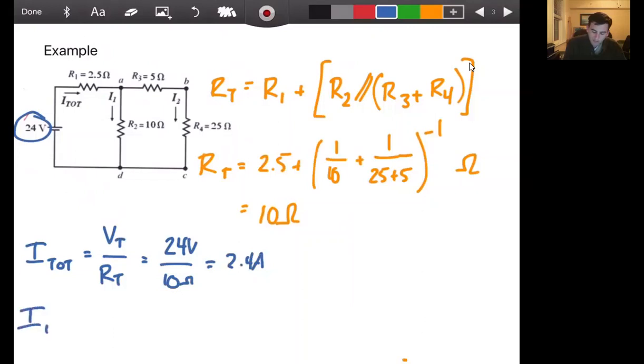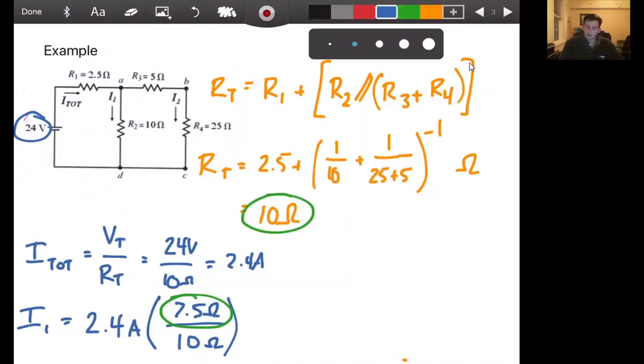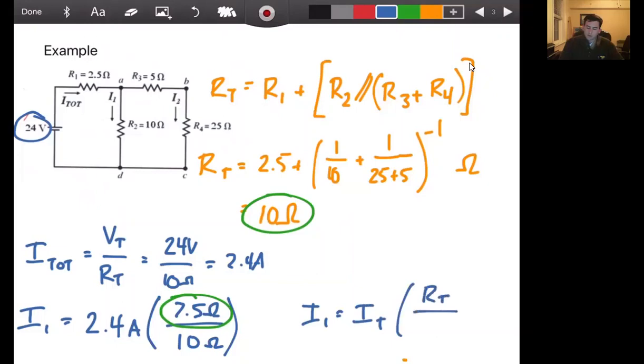If we wanted to solve for any individual current, for example, I1, we're simply going to use our current divider rule. We take our 2.4 amps for I total, multiply that by the equivalent resistance that we care about, divided by the branch that we care about. Now, you'll notice here, this value is not the same as this value, despite the fact that our equation for our current divider rule is that I1 is equal to I total times R total over R1.